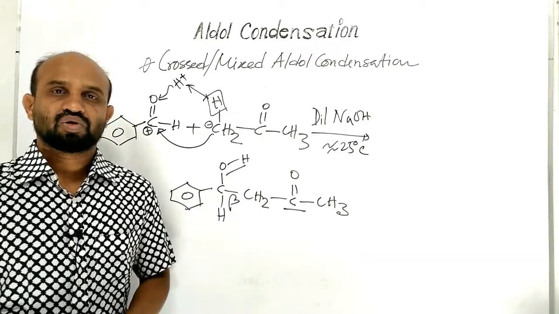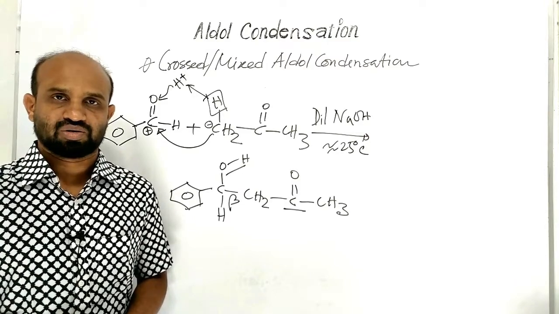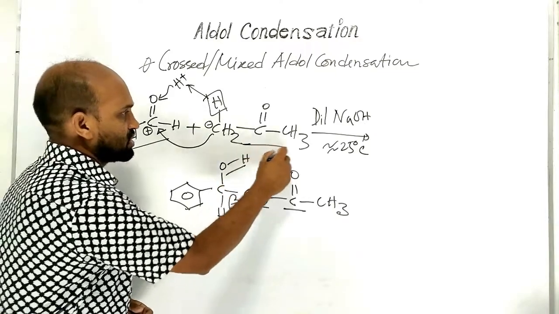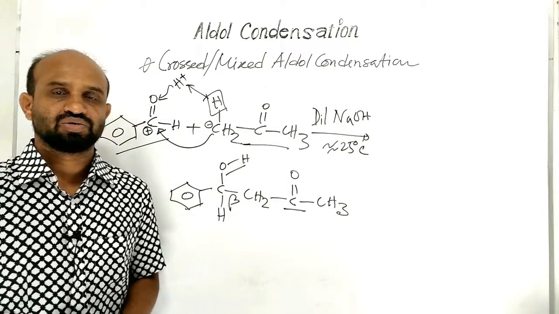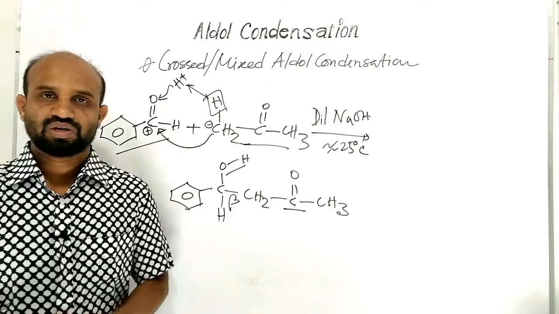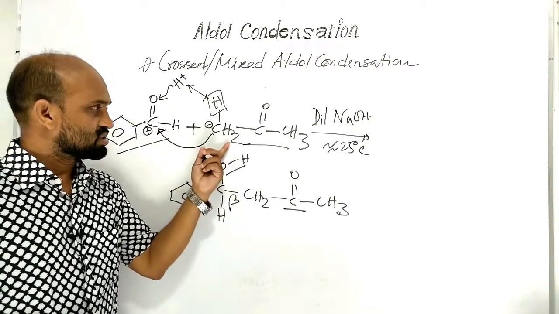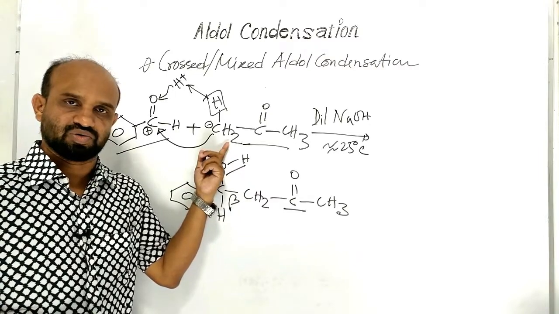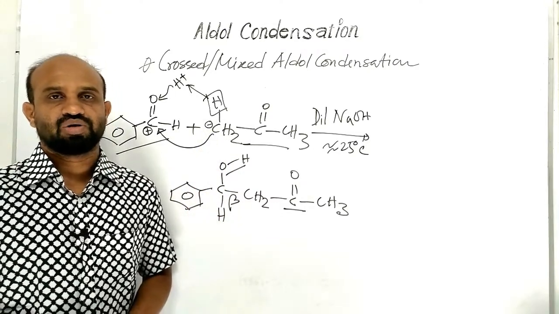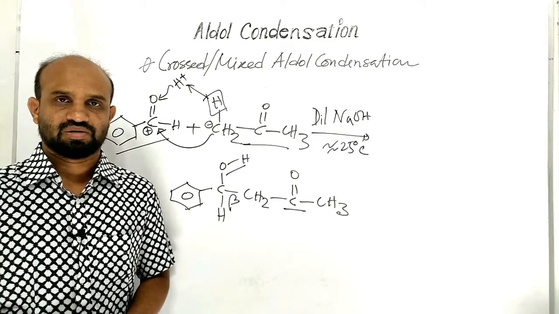This is crossed or mixed aldol condensation, because here different kinds of aldehydes and ketones are used. Benzaldehyde is a kind of aromatic aldehyde, and this ketone is a kind of aliphatic ketone. That is why this is called crossed or mixed aldol condensation.